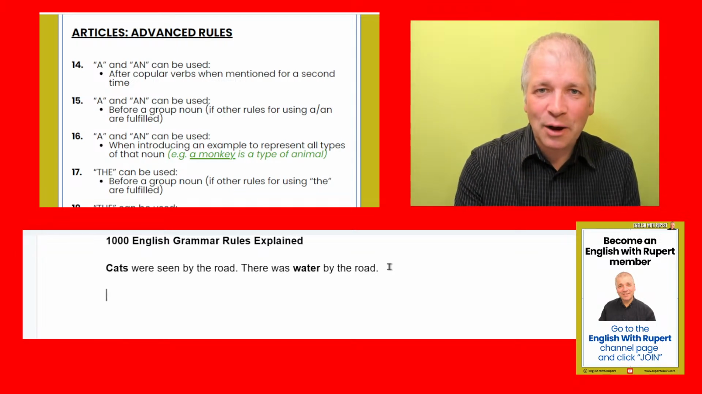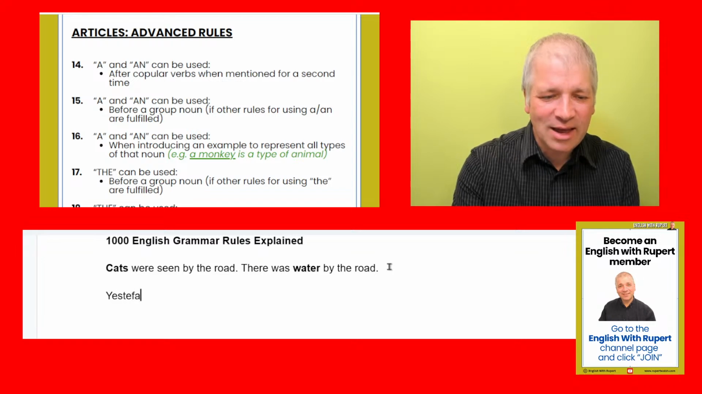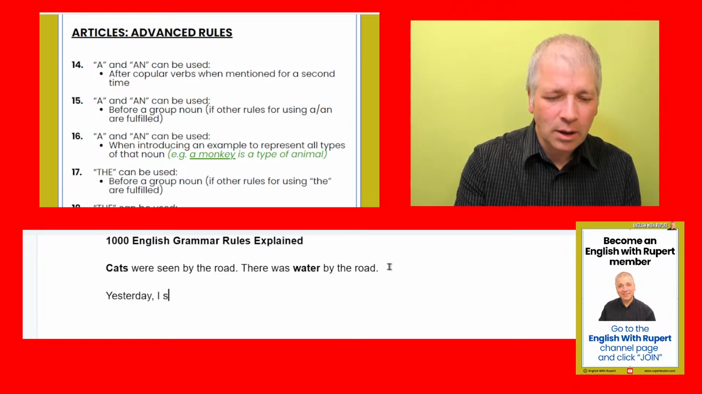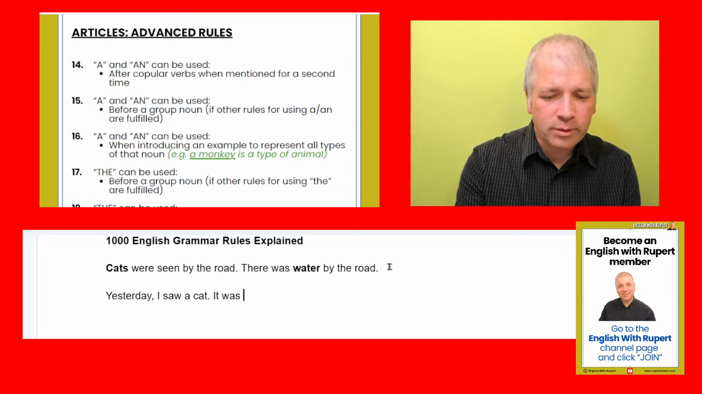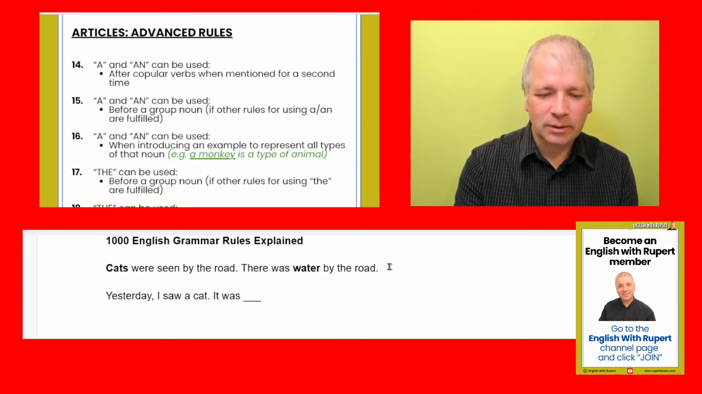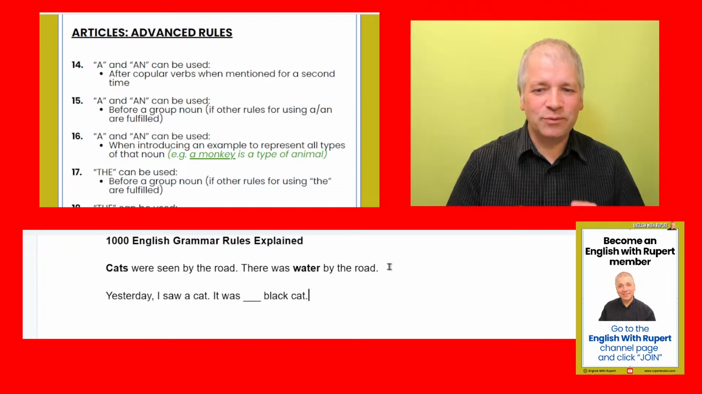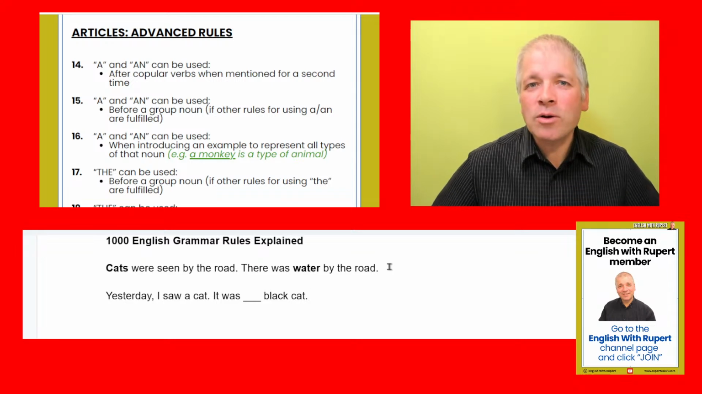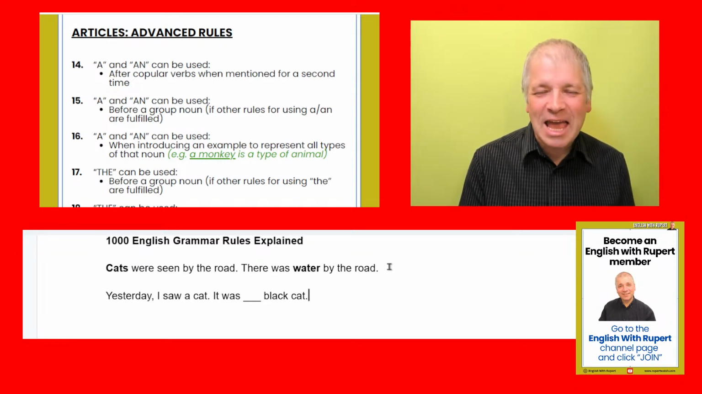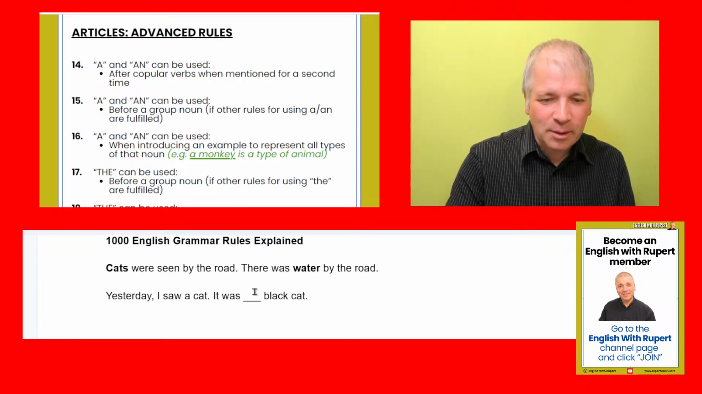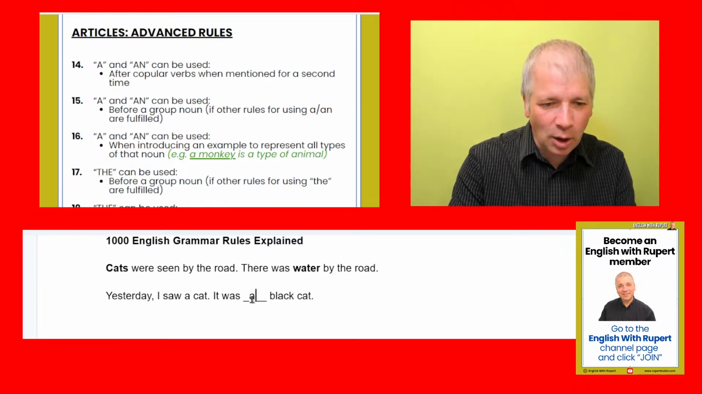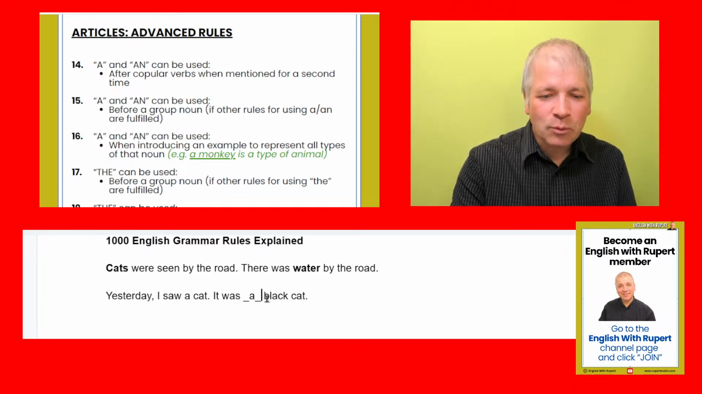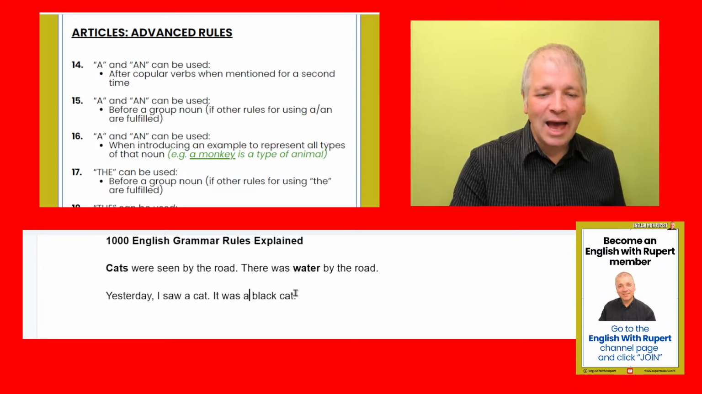Let's go back to our first example about the cat. Yesterday, I saw a cat. It was... How do I fill this gap? Yesterday I saw a cat. It was... I won't ask you to put it in the comments because there is a little delay between the comments coming to me and you putting them in there. But the correct answer here, surprisingly, is... No, it's not the. It's a. It was a black cat.